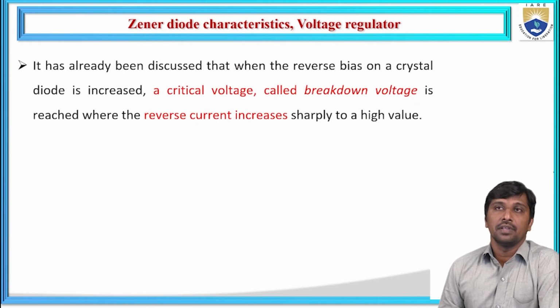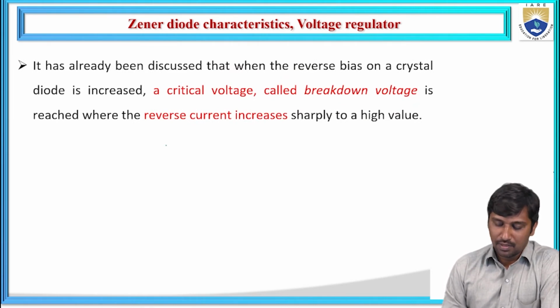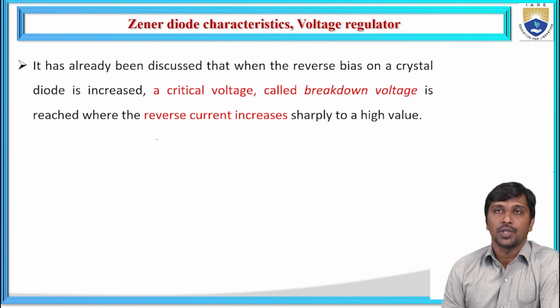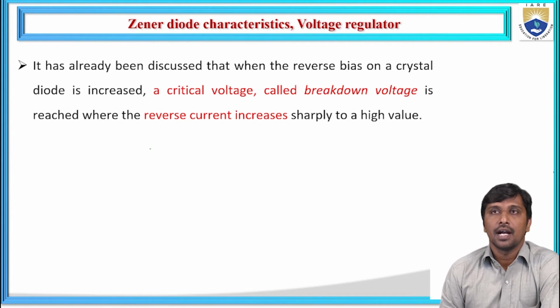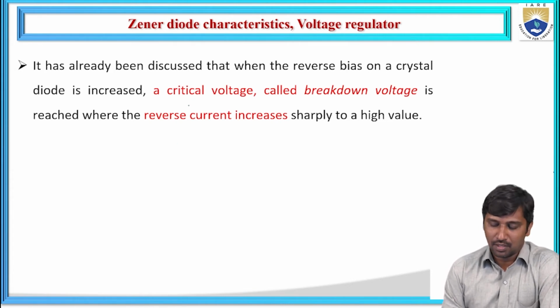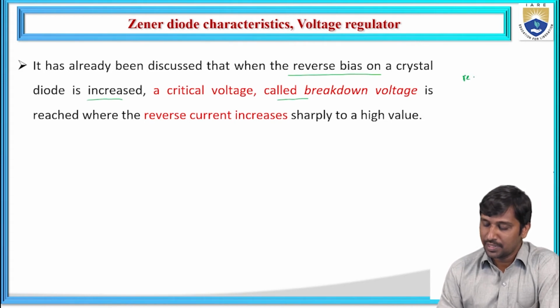So from this we observe some points. What are the parameters we observed up to this point, under the forward bias condition as well as under the reverse bias condition. Based on that, we identify that when the reverse bias on a crystal diode is increased, and that is nothing but your breakdown voltage, it means whatever the voltage, the reverse voltage.